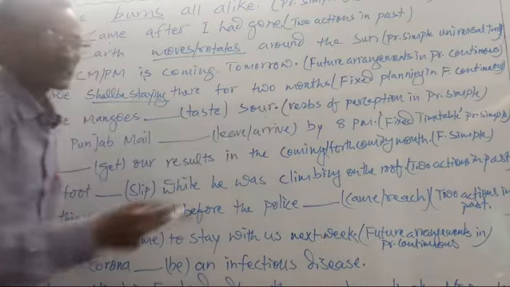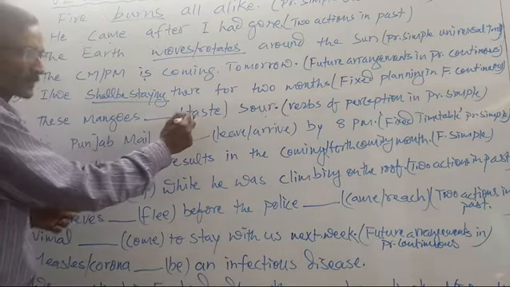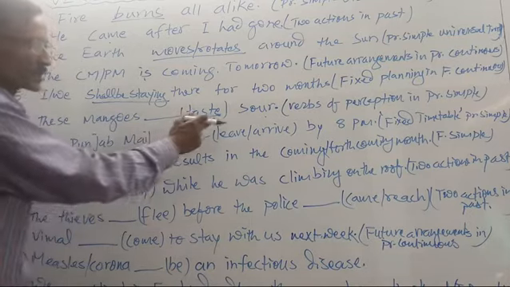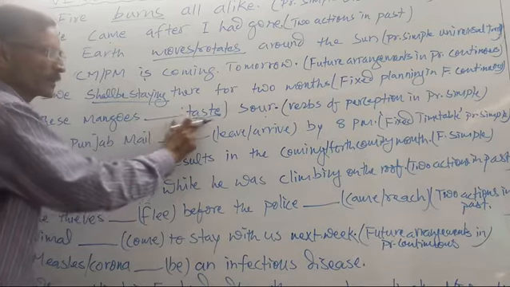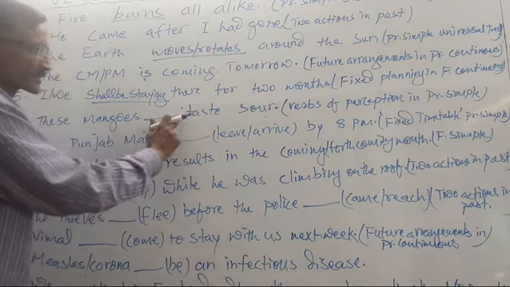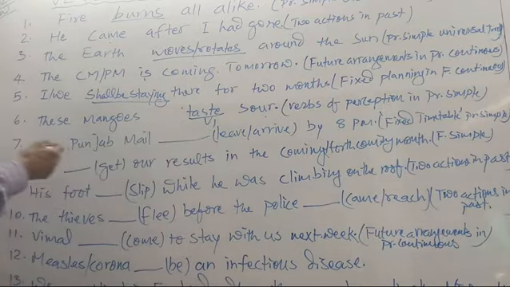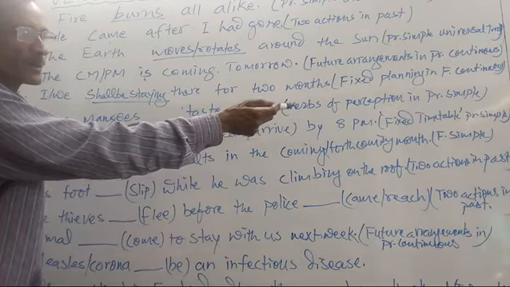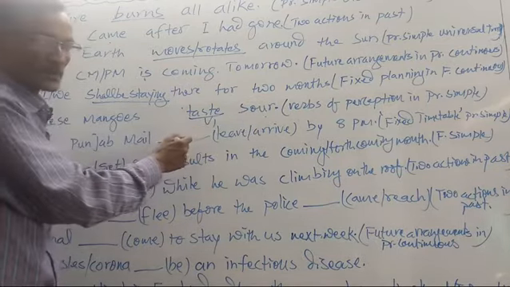Sentence number 6 is telling like these mangoes dash taste sour. Verbs of perception are always used in present simple. So we have this taste V1 form. Since plural subjects always take plural verbs, we have to retain this same form of verb, and taste will become taste. V1 taste sour.